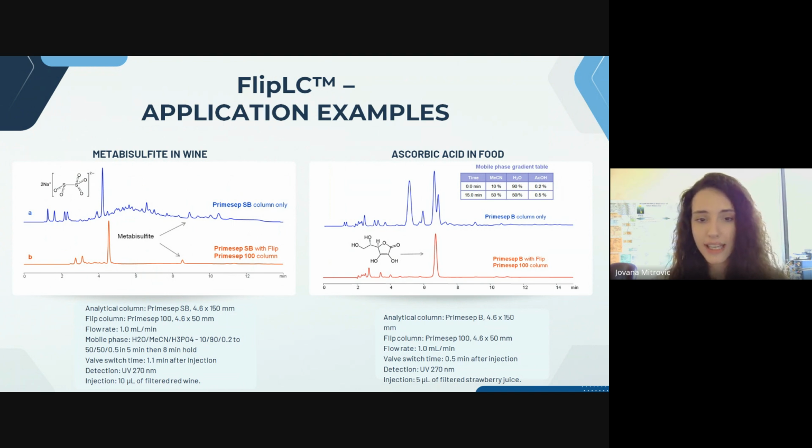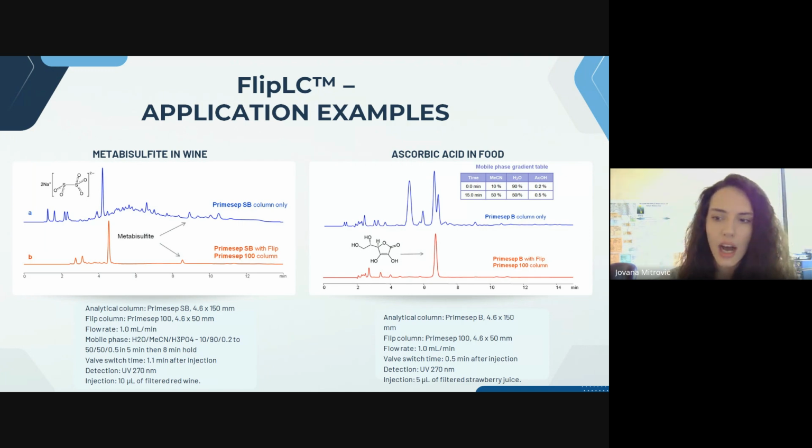After we inject the sample, following a short delay of about 1.1 minutes, the valve switches, and that's when we backflush our flip column. The method used here is a gradient that goes from low organic to 50-50 acetonitrile and water. The flip column is backflushed, and all the retained matrix is directed to waste, never contaminating the analytical column. Here you can also compare it to the same exact method, but using only the Prime Sep SB. There is no flip system at all, no flip column, which is our blue chromatogram.